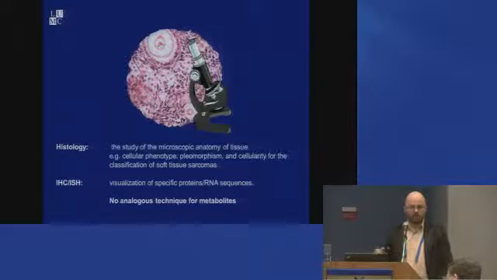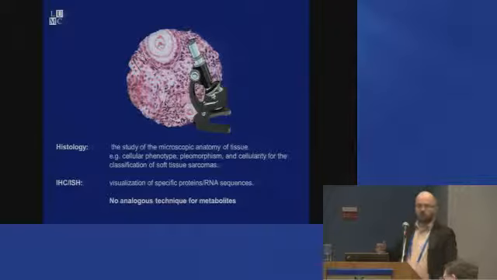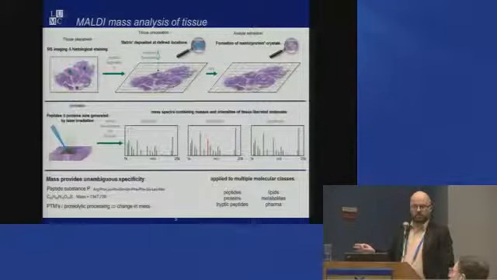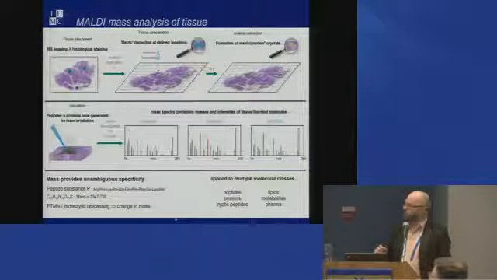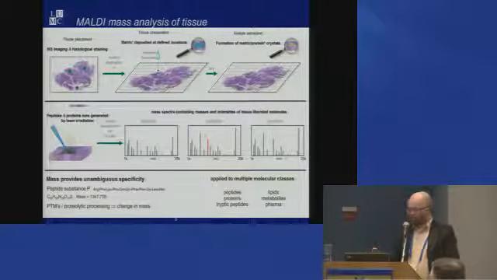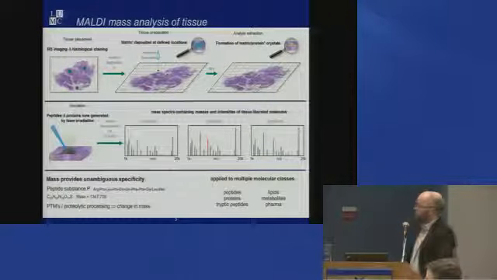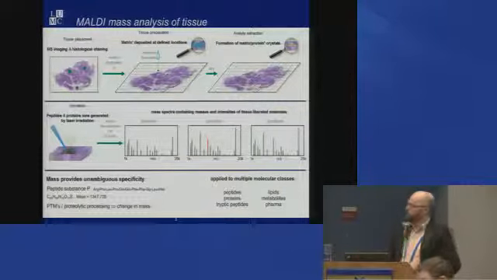Metabolites are much more difficult. There are a couple of chemical systems you can use to image a small number of metabolites. By and large, you don't have these broadly applicable techniques to image a broad range of metabolites. And this is what imaging mass spectrometry can provide. I don't know how many people are actually familiar with imaging mass spectrometry, so I thought I'd give a little bit of background.